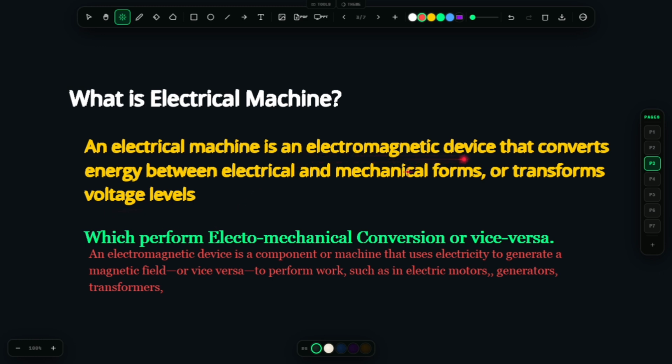So what is electromagnetic? Now we will learn about electromagnetic device. Here I mention an electromagnetic device is a component or a machine that uses electricity to generate a magnetic field or vice versa. It means an electromagnetic device generates electricity via use of a magnetic field, or a magnetic field via use of electricity. It's called vice versa. Next, it performs work such as electric motor, generator and transformer. These are the basics of electrical machine. So moving to the next slide.